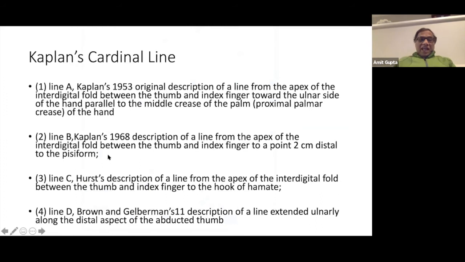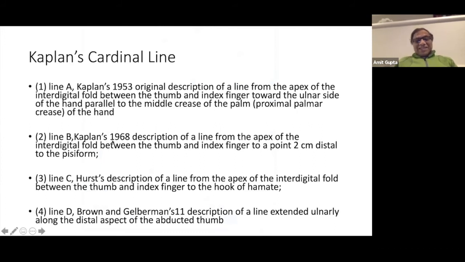So line A was Kaplan's 1953 original description of the line from the apex of the interdigital fold between the thumb and the index finger towards the ulnar side of the hand, parallel to the proximal palmar crease of the hand. Okay, that's what we looked at in the previous pictures.